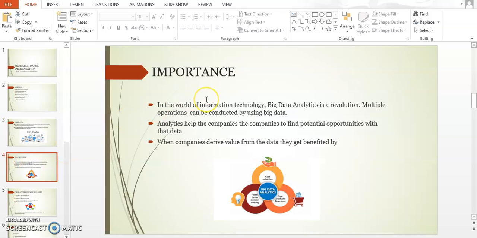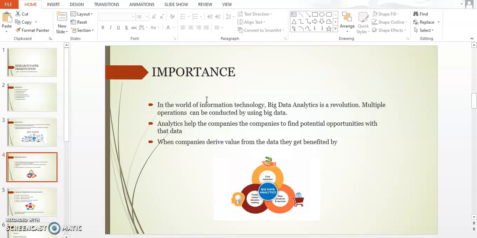So next, what is the importance of this big data? Enormous amount of data is being generated in our day-to-day life. We generate a lot of data, from sharing information in social media to using IoT devices in our day-to-day life. So we have a lot of data to be processed. In the world of information technology, big data analytics is a revolution. So we need to process data. For the analytics to take place, we have to process them.